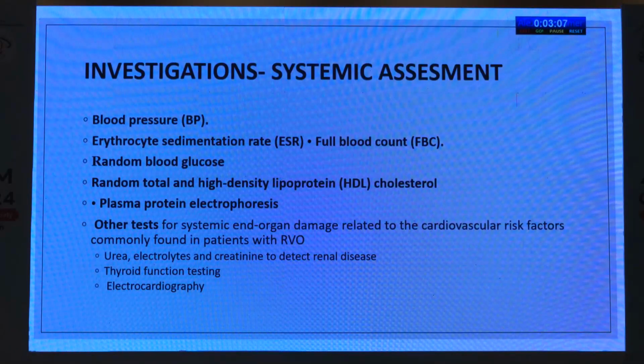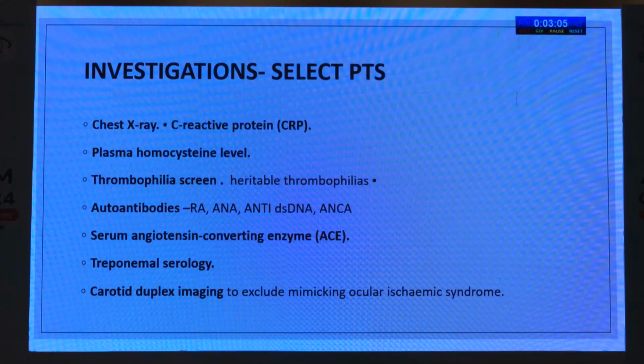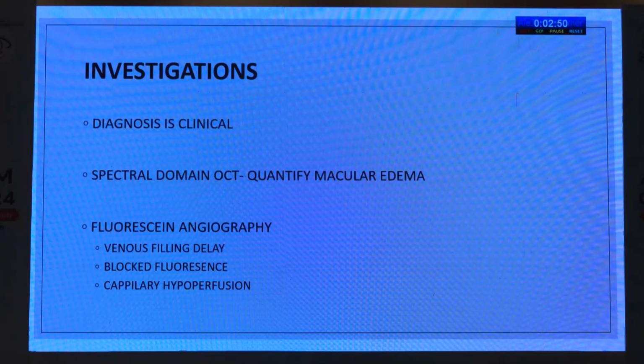We should also do an echocardiography. Chest x-ray we have to do. Plasma homocysteine level is seen raised in most of the cases, and carotid duplex imaging should also be done to exclude any ocular ischemic syndrome. Diagnosis is mainly clinical, and we do OCT to quantify macular edema for regular follow-ups.